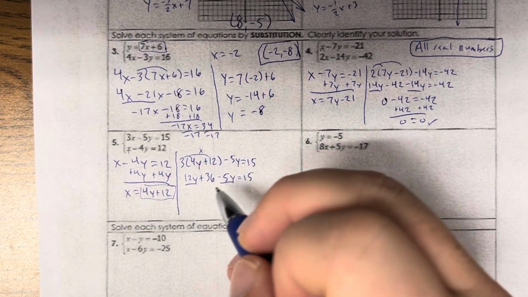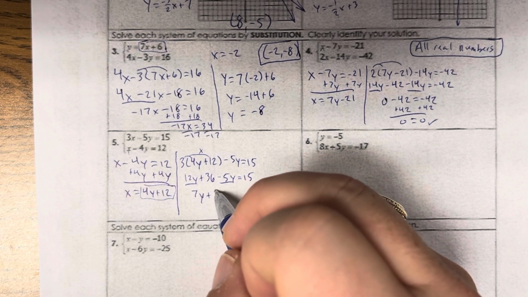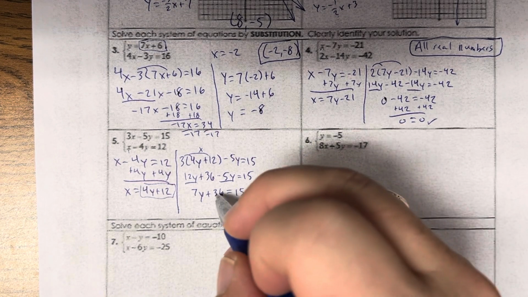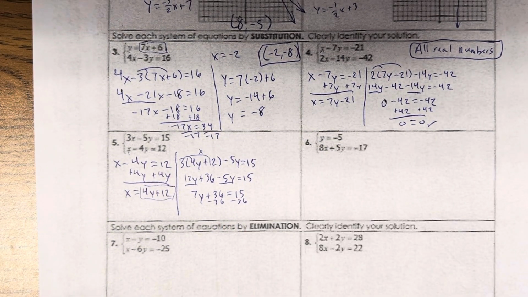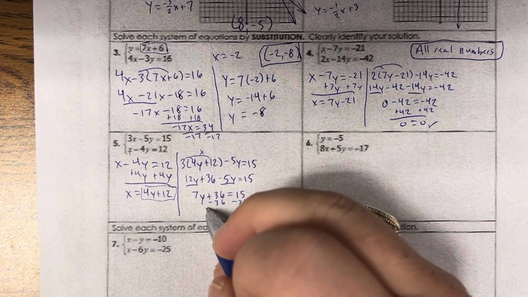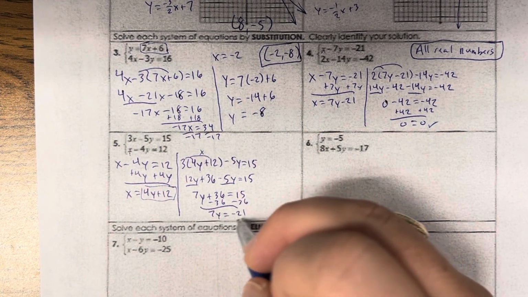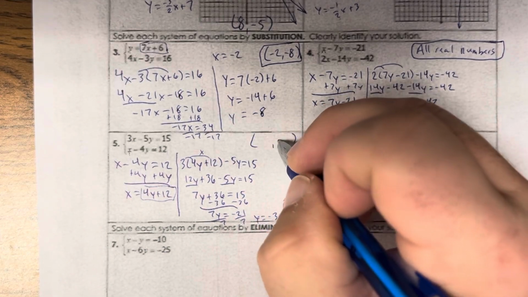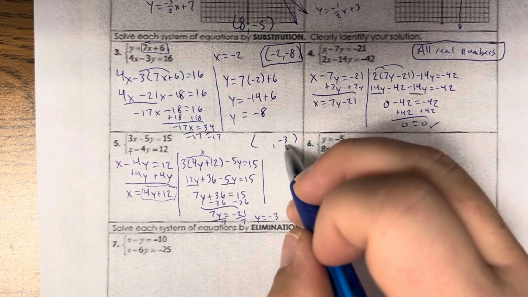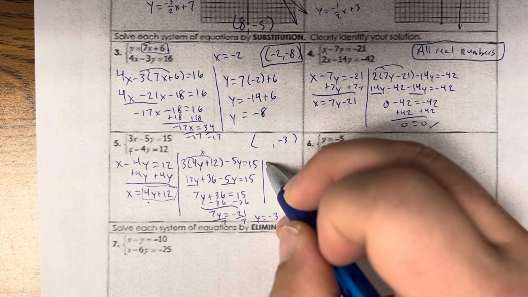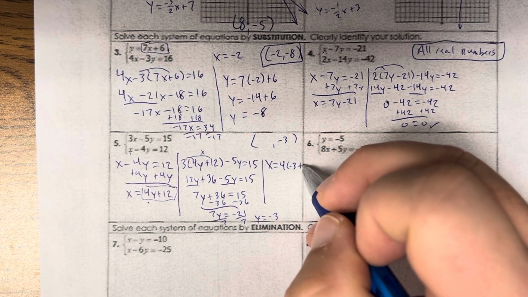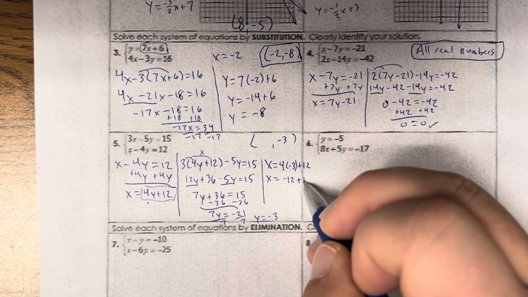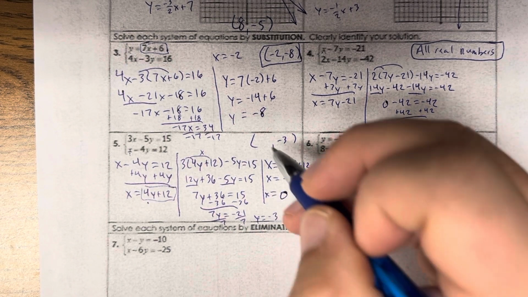We'll combine my y's together, and so 7y plus 36 is equal to 15. And then we'll subtract 36 over, which if you do 15 minus 36, you get negative 21. So 7y equals negative 21, and then we'll divide by 7, and so y equals negative 3. So then we'll plug that negative 3 into this box right here. So x equals 4 times negative 3 plus 12. So 4 times negative 3 is negative 12 plus 12. x equals 0.